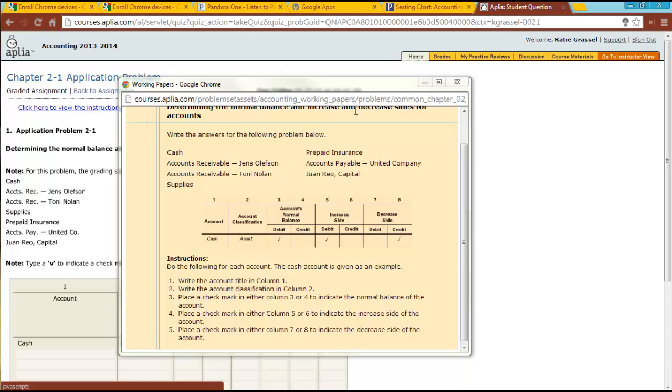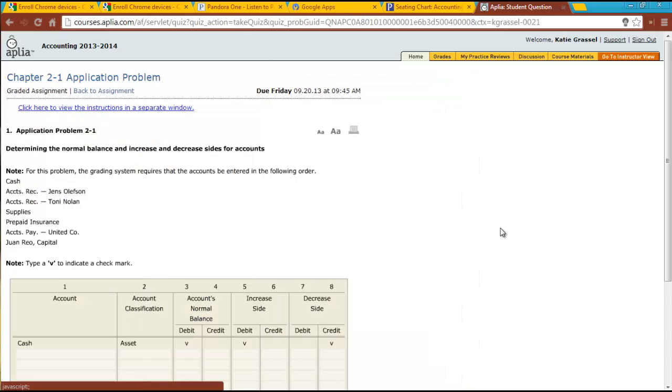When we look here, it's giving you a heads up in Applia saying the accounts have to be entered in this order. If you put Juan Rio Capital before accounts payable, Applia will mark it wrong. Okay, because it says in this line it has to be this account and this is the answer. If it was a physical workbook, I could look at it and I could figure it out, but in accounting land, when we're online, it says you have to match exactly.